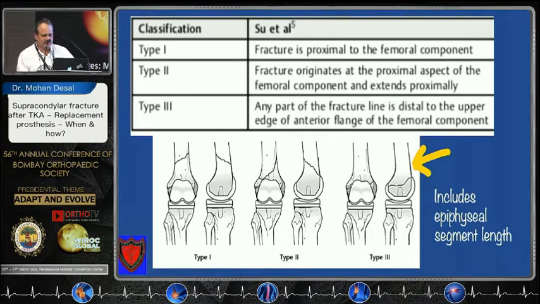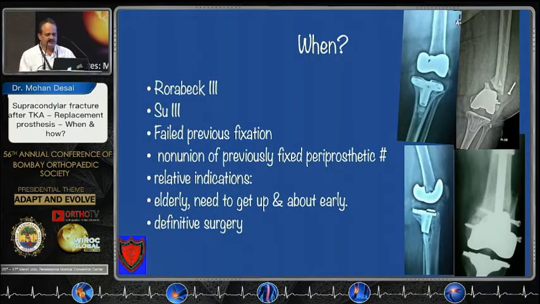And the SU classification involves the epiphyseal segment length. Here type 2 just reaches the anterior flange and type 3 goes distal to the anterior flange. Here it's more likely that the prosthesis is going to be loose. So these are the cases where the fixation may not work or may have a high rate of failure. So when Rorabeck 3, SU 3, or previous fixation has failed, you don't want to keep on doing the fixations again.